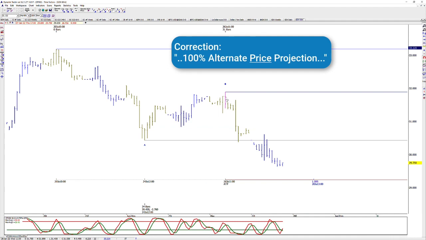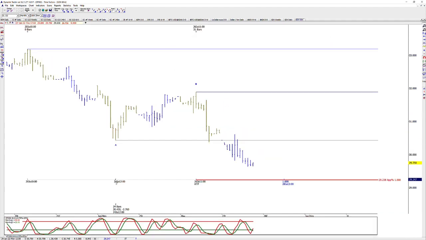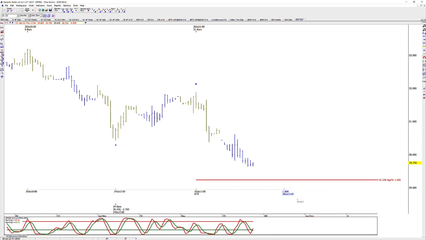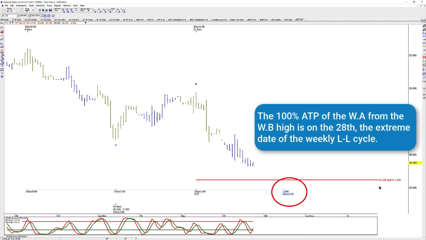Again, we know as of the last bar on the chart, we're within 1 day of the extreme of that 4 to 6 week low to low cycle. Pretty significant point in time. So if we do the 100% alternate time projection, that also falls on the afternoon of the 28th. And again, if we're looking at the daily data, the 20 to 30-day counts, that's the 30-day counts, the 28th. As of the last bars on the chart of the 60-minute data, it's reasonably close to this 100% alternate price projection as well.